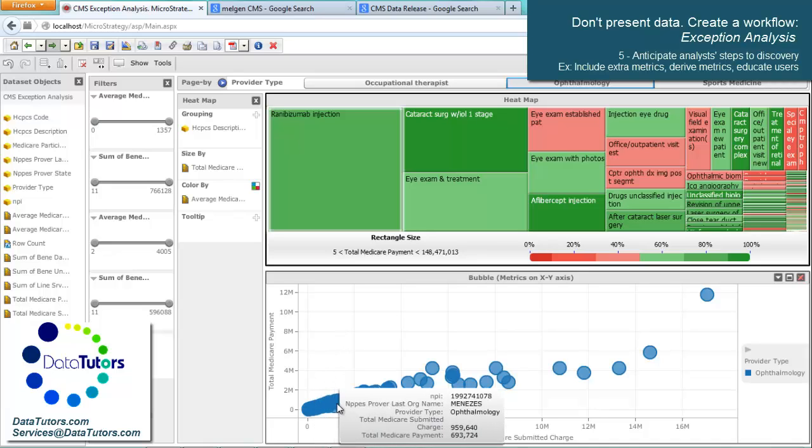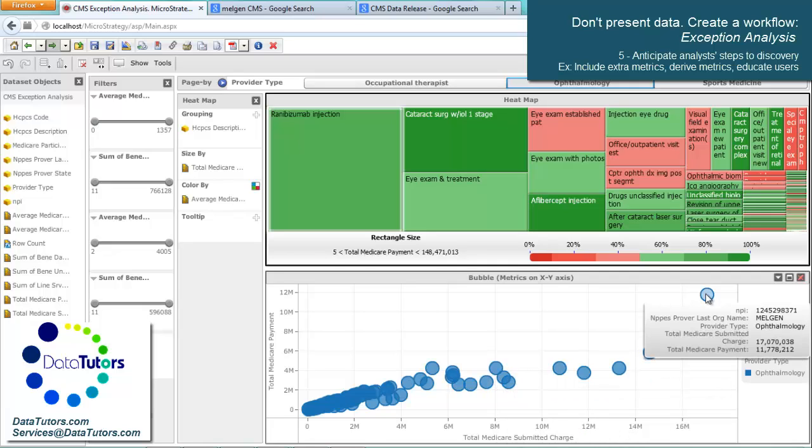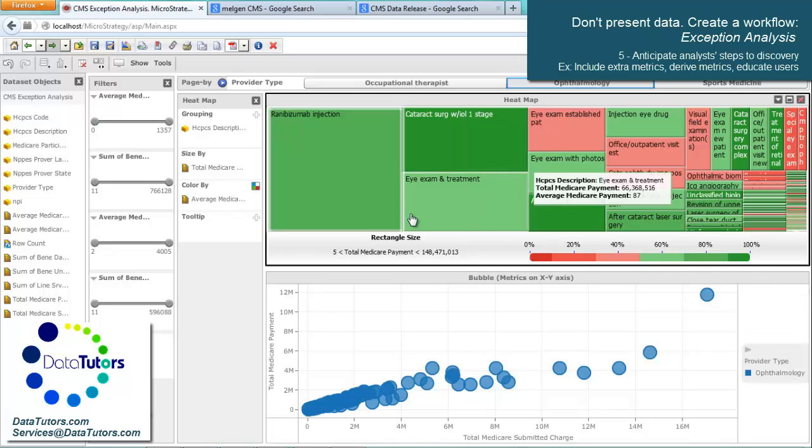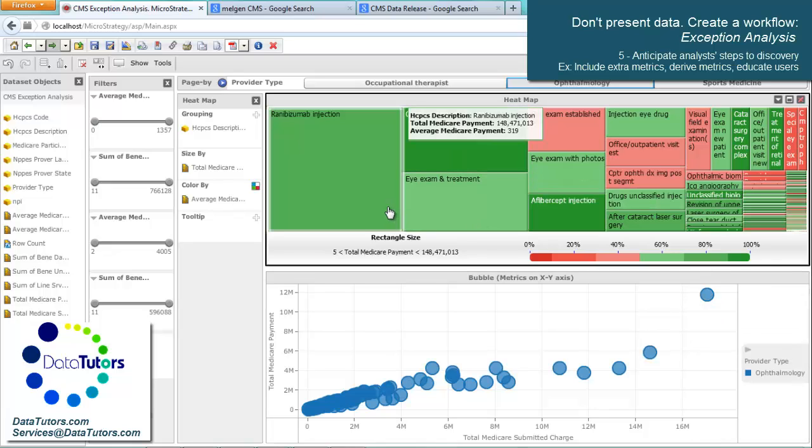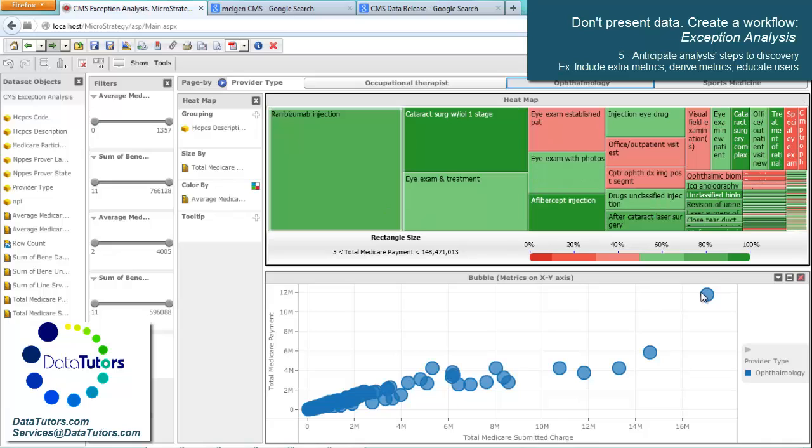On first glance, there appears to be one office charging CMS huge amounts of money, billing over 17 million and receiving over 10. This bubble reaches high above the others in both of those respects, and when targeted for the specific treatment by the heat map, this office is being compared to its peers. Unsurprisingly, it turns out that this is Dr. Melgen's office, the one that showed up in a number of news media outlets.